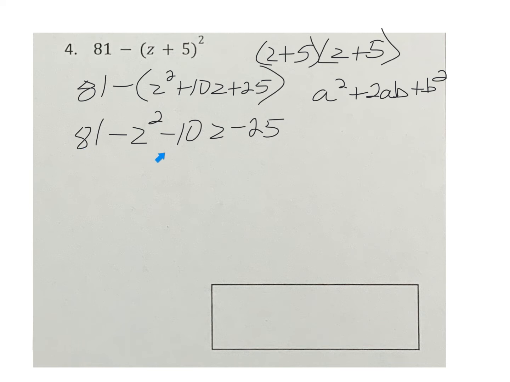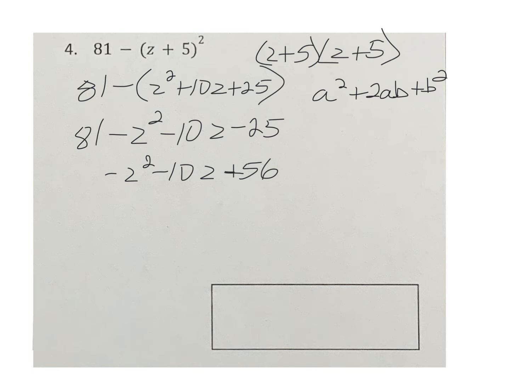Now we need to combine our like terms, which is basically the 81 and the minus 25. So then we could say we have negative z squared minus 10z minus 56, okay? Actually, plus 56, sorry, because that's 81 minus 25 would be 56.